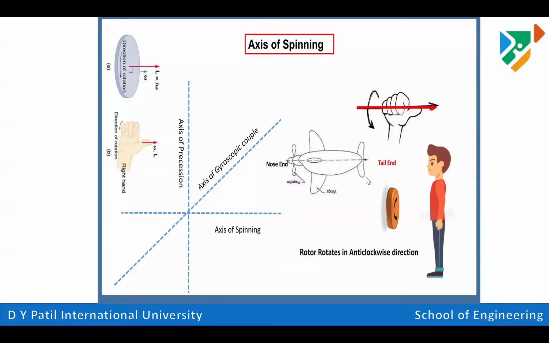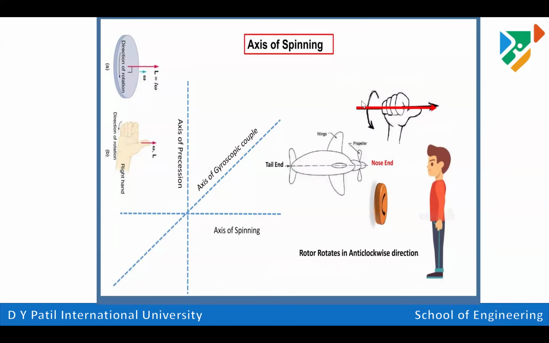So this is the front end and tail end position of that plane, and this is the observer position, which is looking from the front. So there are two options: either the observer can look from the front or the rear end of that plane, and based on that, we can measure the values of gyroscopic couple acting on a plane. So this is the first position where that rotor rotates in anti-clockwise direction. We have one more part when the rotor rotates in clockwise direction.